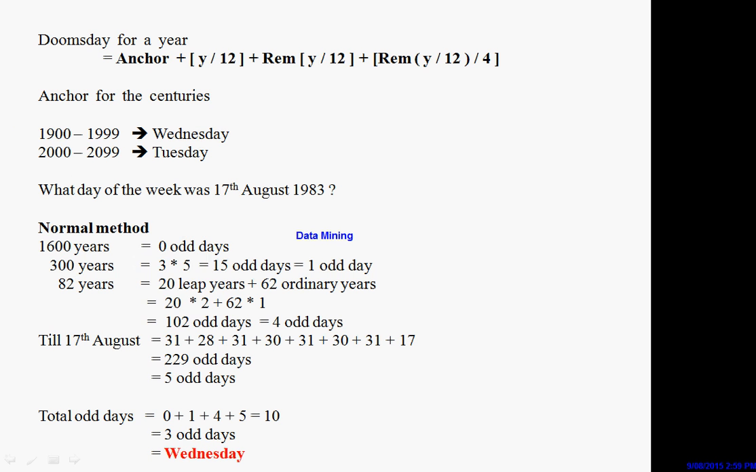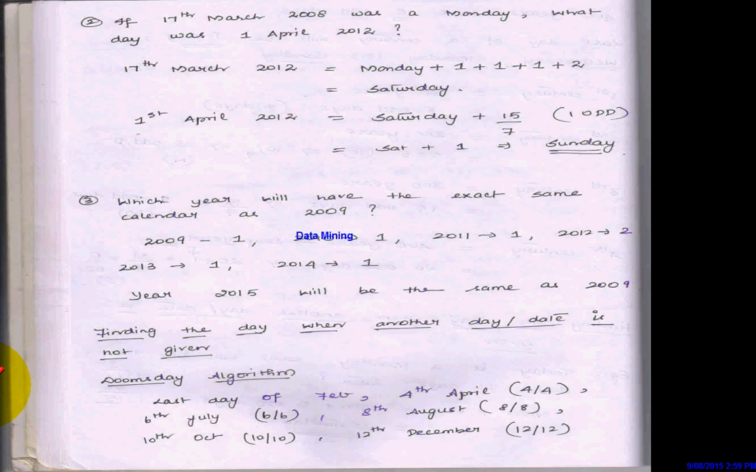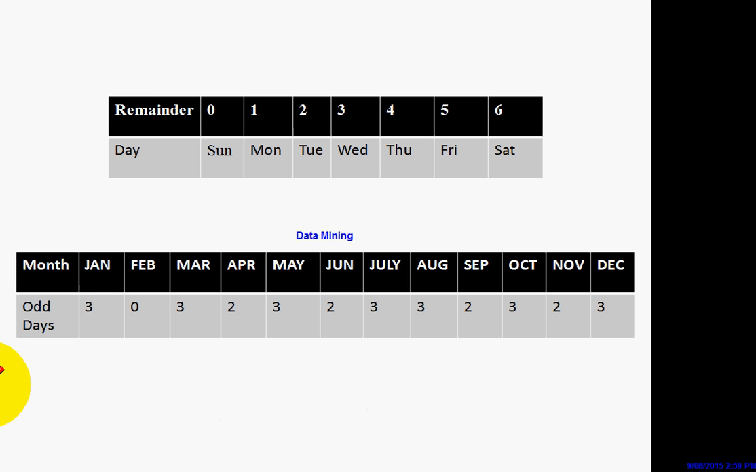As I told you, to calculate the number of odd days in January, just try to find out the number of days in January. It is 31. Feb, it is 28. So you can go in that way, or you can use the table which I have given in the previous slides. You can make use of this table and sum up the values. January 3, Feb, March, April, May, June, July.